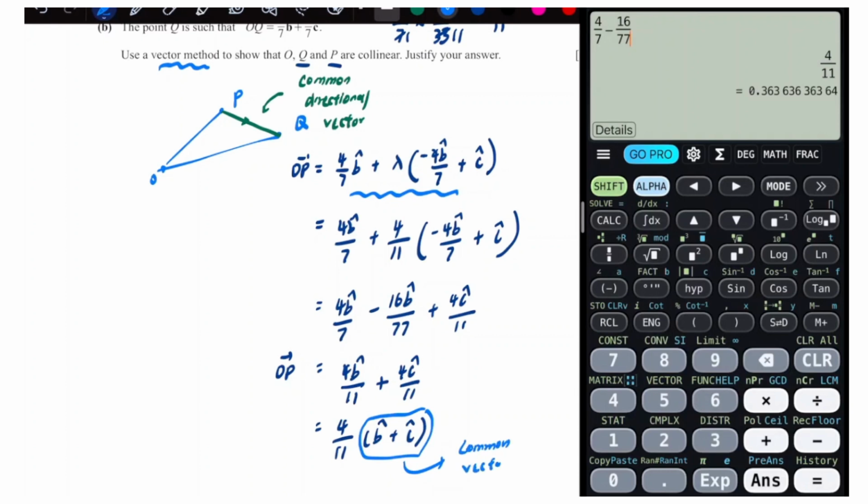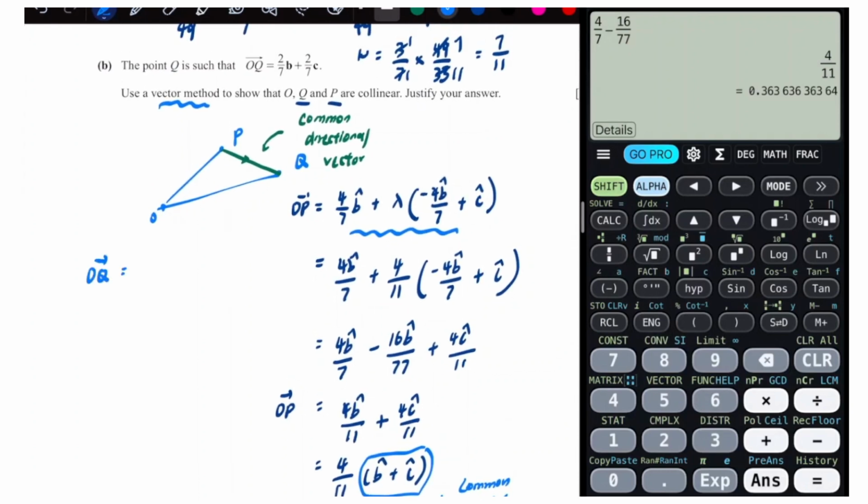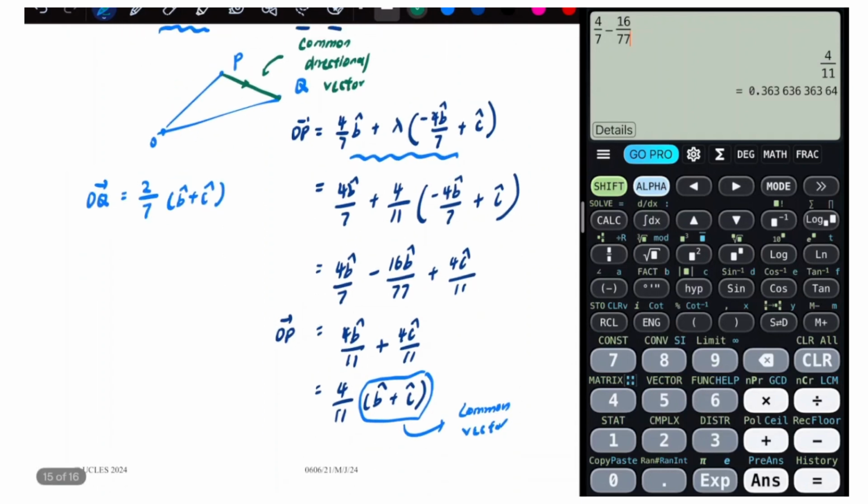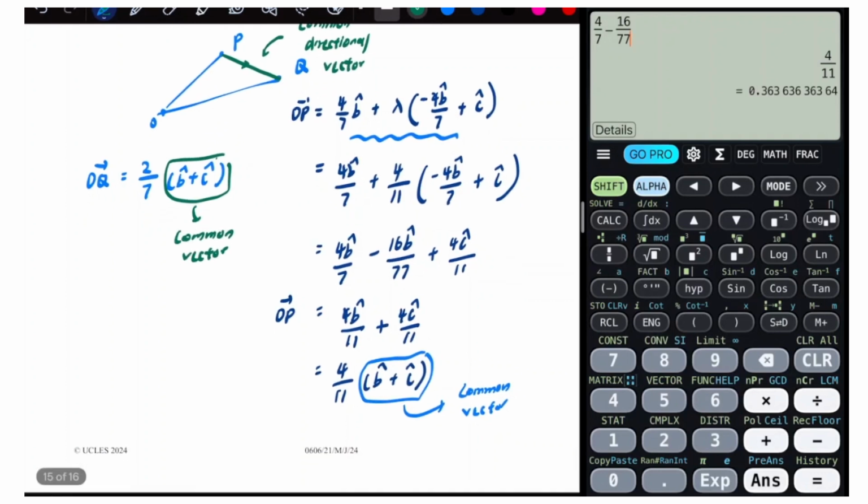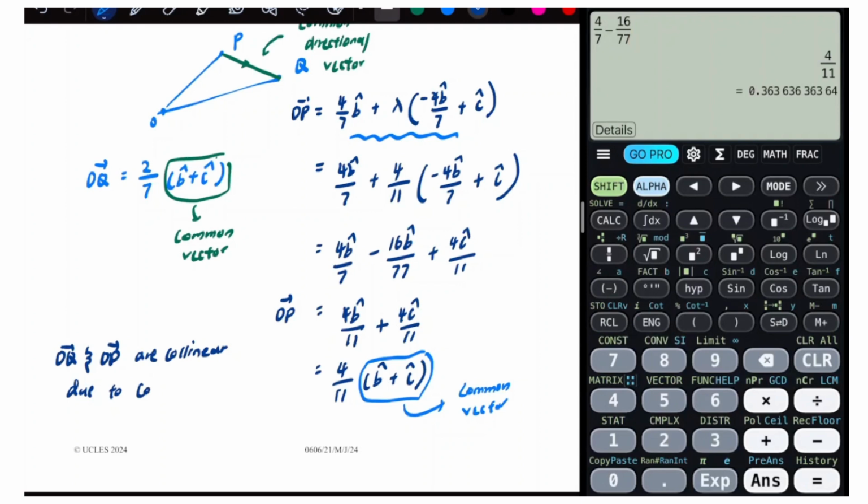If you don't believe me, you can take OQ, take out the 2 over 7, and you will see that they both share the same vector here. So this is what we mean by common vector. If you can prove that they both have a common vector, then it basically shows that they are collinear to each other. So OQ and OP are collinear due to the common vector B plus C.